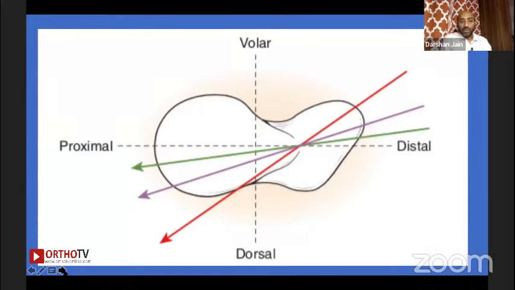Next, when talking about the fixation, there are two ways: percutaneous fixation or open fixation. I'll show a few photos on the slides about the open fixation. I'll also show the percutaneous fixation, a video technique. The most important thing, whether you fix percutaneously or open, is what trajectory we want to take. That is very critical. The most ideal trajectory is the green line. That is the ideal trajectory that we want.